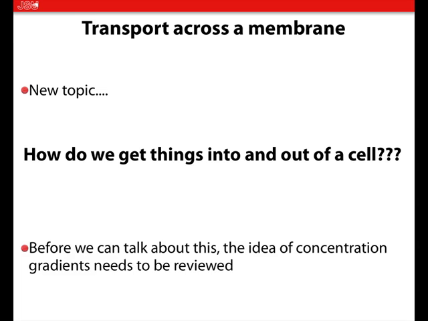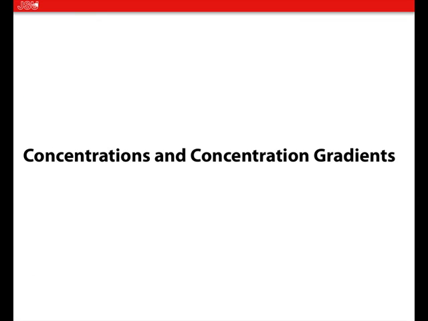Okay, so let's talk about transport across the membrane. New topic. How do we get things into and out of a cell? Right? We've said that the membrane does that. Remember, we've talked about that. It gets things in, it takes things out. But how does it do that? Before we get into that discussion, we got to give an idea of concentration gradients and what concentration is. Okay? So let's talk about concentrations and concentration gradients.